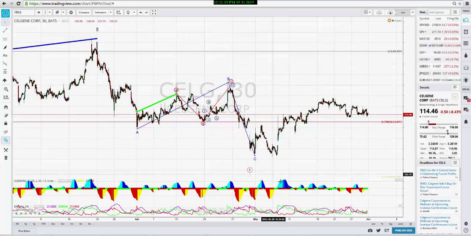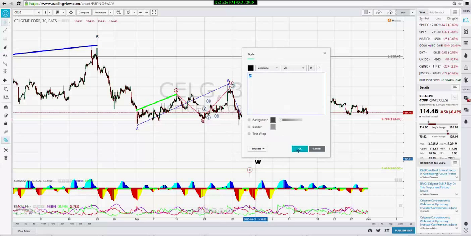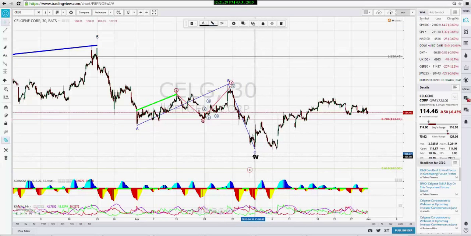Okay, so we have A, B, C, and we're going to call this W. Why don't we call this W? A, B, C is called W because the A, B, C's sometimes repeat. And we're going to label this W here like that. Now after W, we're going to have an X, and that looks like it's going to be A, B, C. So it looks like we're going to have an X wave. Now the X wave can go all the way back up to here, up to where 5 was. And then we can have a WX and then a Y to drop.